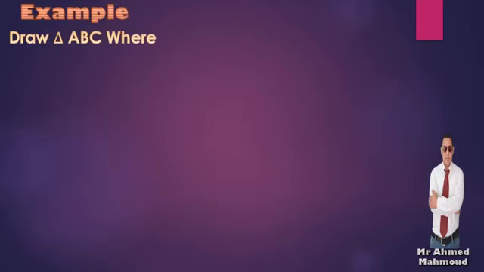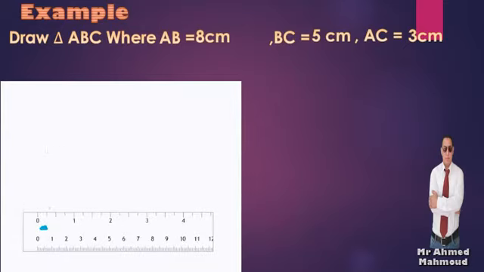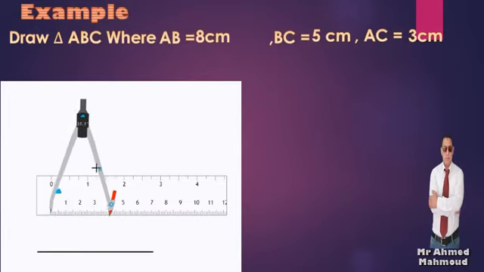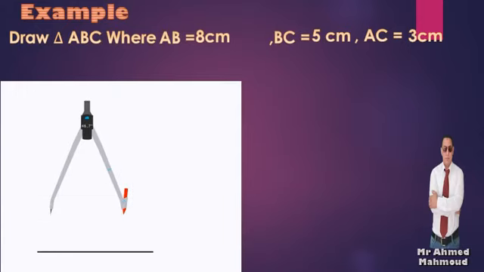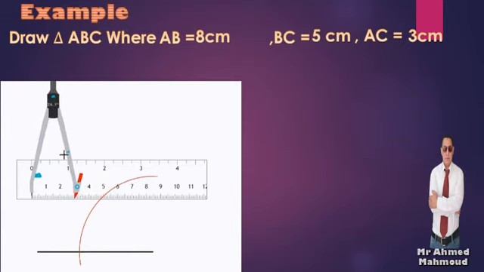In this triangle, we have ABC, where AB equals 8, BC equals 5, and AC equals 3. As usual, I'm going to draw AB, which is 8 centimeters. And then by using the compass, I'm going to open the compass 5 centimeters to draw BC, from 0 to 5, and then put the compass on the right point to draw the arc. Finally, I'm going to open the compass 3 centimeters to draw AC, and put the compass on the left point, as you see.